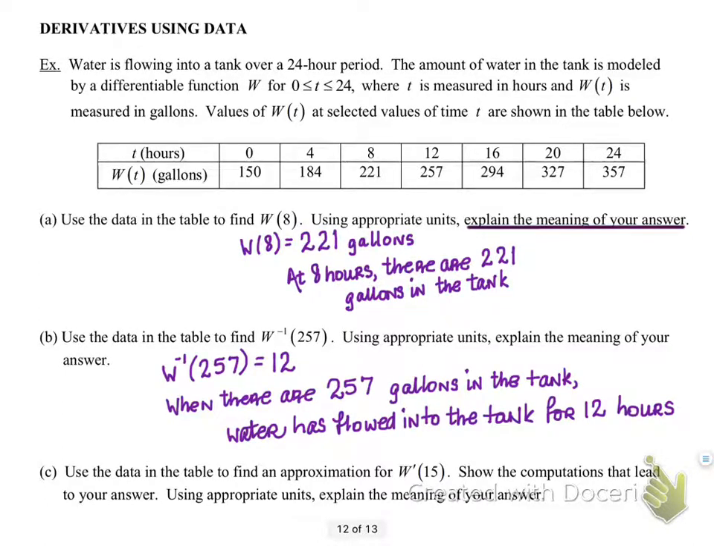Now we're going to use the data in the table to find an approximation for W'(15). Show your computations that lead to your answer, using appropriate units. Explain the meaning of your answer. So we're looking at W'(15), which is not up there. But we do have values at 12 and 16, and those are pretty close. I wanted to use something else to be fancy, but I don't think that's a good idea. We're just going to go as close as we can.